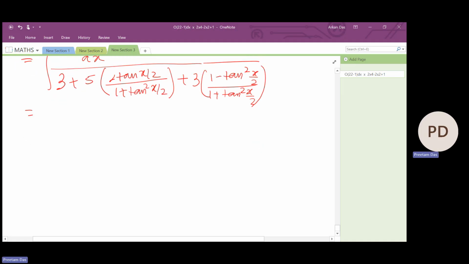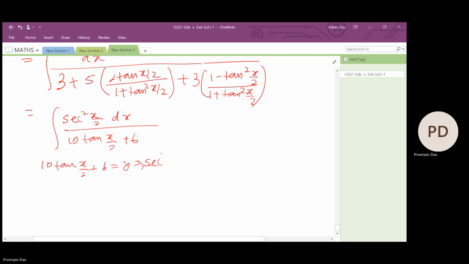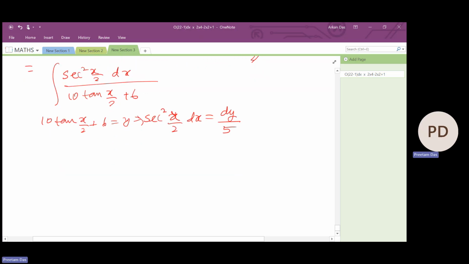So now you have to do simplification of this. 1 plus tan square x by 2 LCM, and we know it is sec square x by 2. Take it above, it becomes like this: 10 tan x by 2 plus 6. So what do you have to do? Consider 10 tan x by 2 plus 6 as y. So sec square x by 2 dx will become dy by 5. So I will be 1 over 5 integral dy by y.